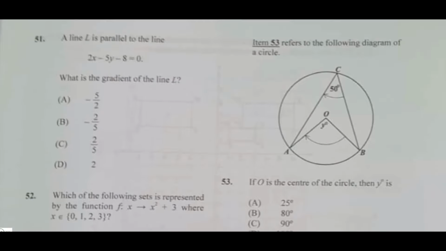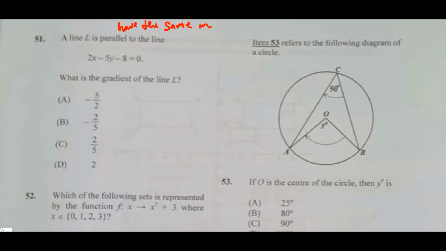Alright, number 51. A line L is parallel to the line 2x minus 5y minus 8 is equal to 0. What is the gradient of the line? So we know that parallel lines have the same gradient. Alright, so we know m stands for gradient.